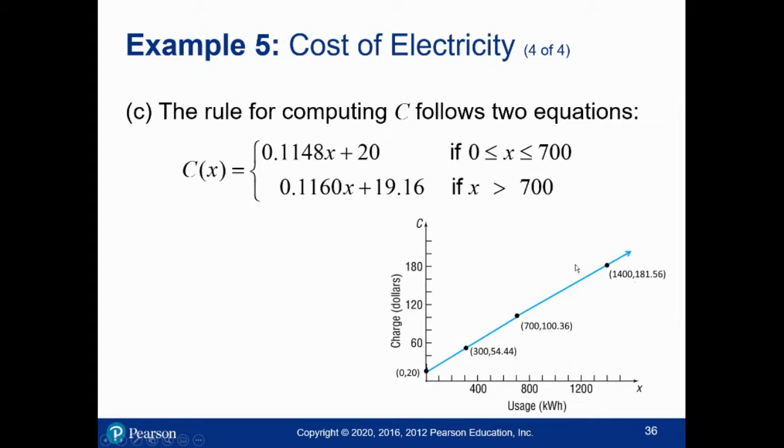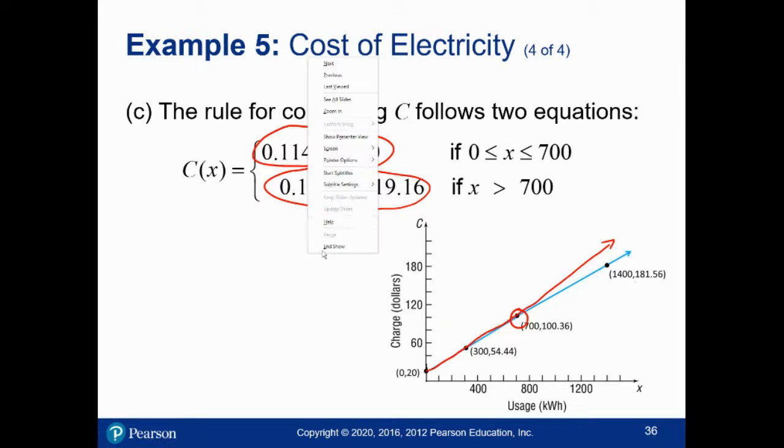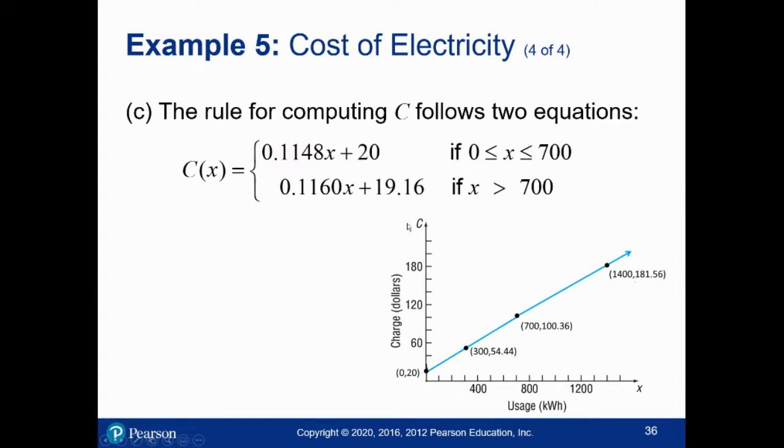It's very subtle when graphed like this, okay? But at 700, this does change. Specifically, what's the slope of this line? 0.1148. What's the slope of this line? 0.1160. So it's very hard to tell from this picture, but the slope changes. It actually starts going up slightly faster. Okay. The scale on the graph is such that it's very hard to tell visually.